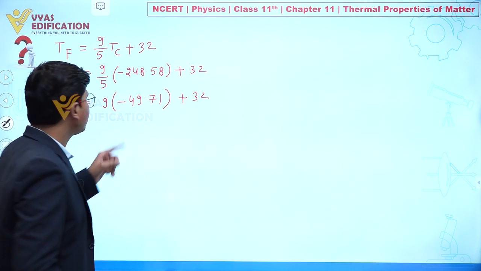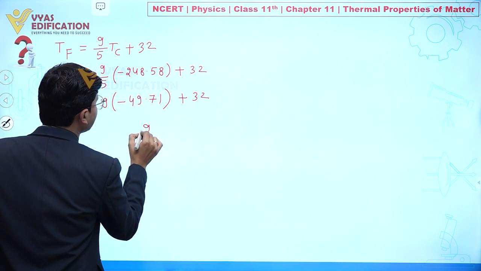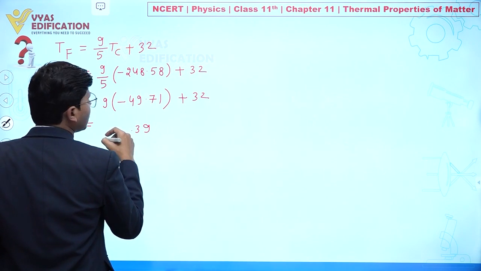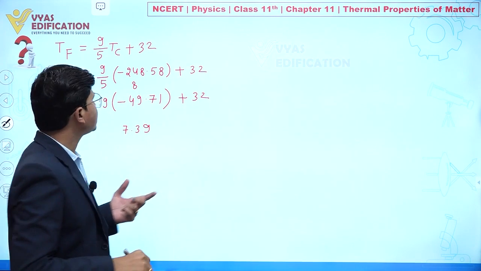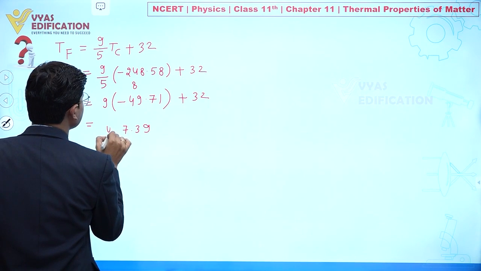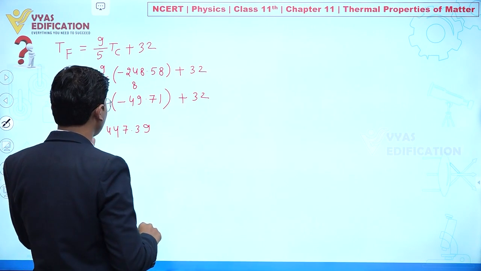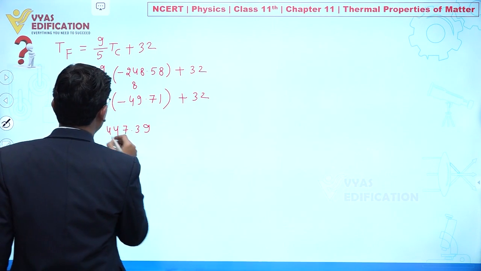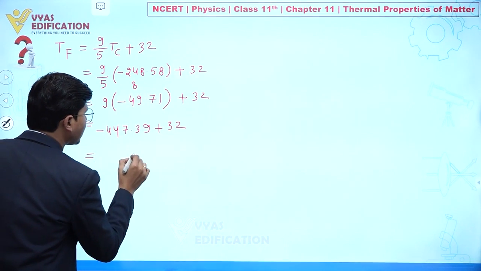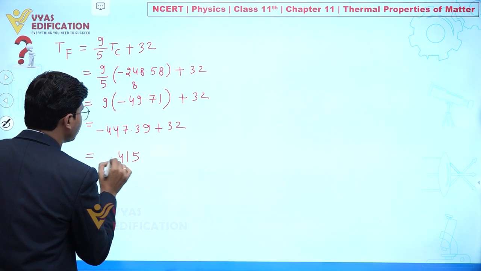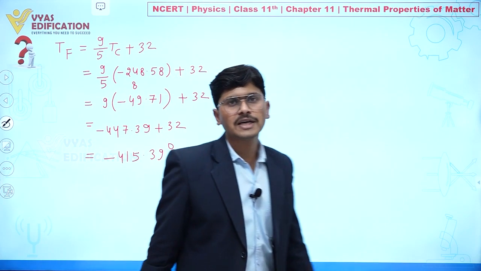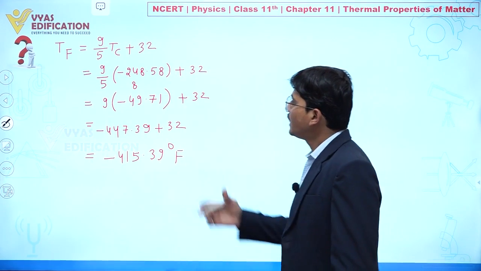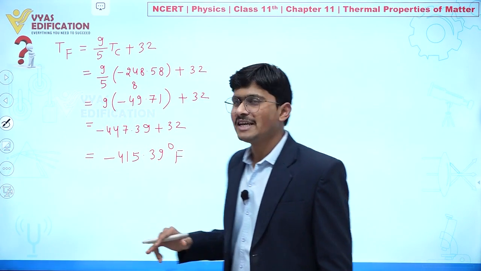So if you multiply it with 9, we can write it like this: 9 times 8 is 72, 36 and 8, that is 44. So we have minus 44 plus 32. From here we can say the answer is 5 1 4 minus 0.39, this is in degrees Fahrenheit, clear. So like this we can convert this temperature in degrees Celsius into Fahrenheit, clear to everyone.